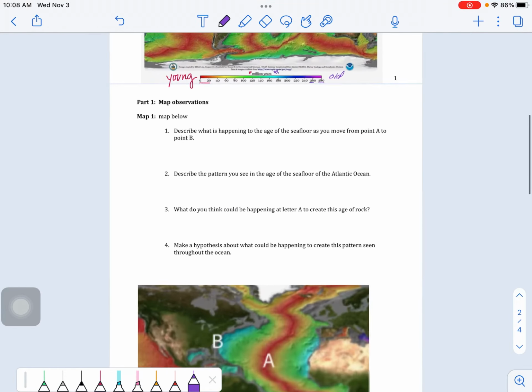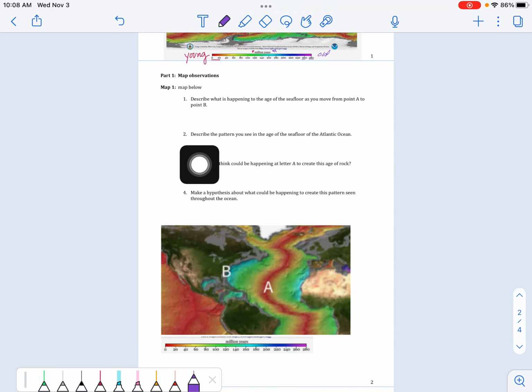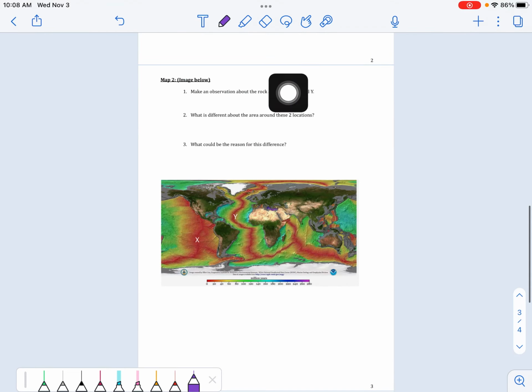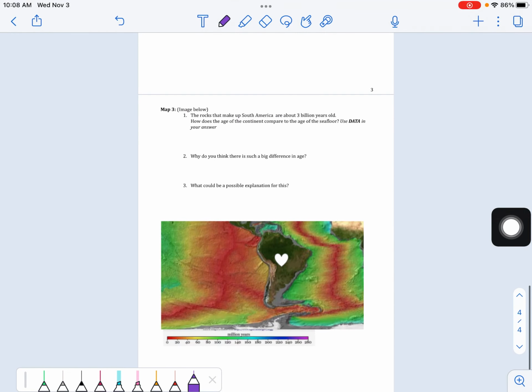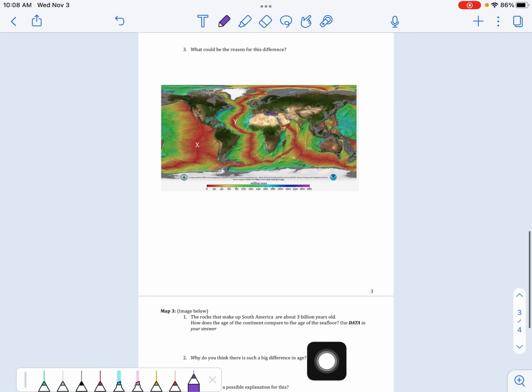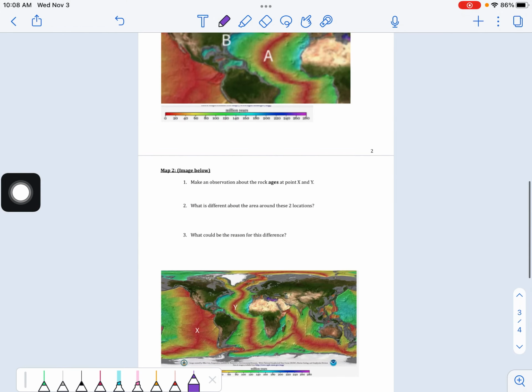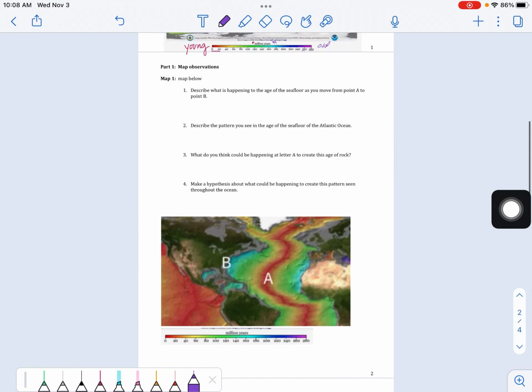As you go through, each page has a few questions with a corresponding map. So this is map 1, questions and diagram. Map 2, questions, diagram. And map 3, questions, diagram. Each one has that age range bar for you to look at, and each one has something pointed out on the map to do a compare or contrast.